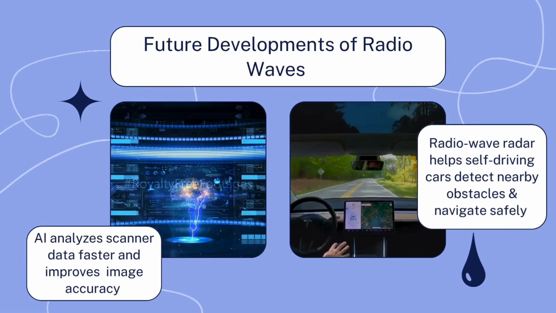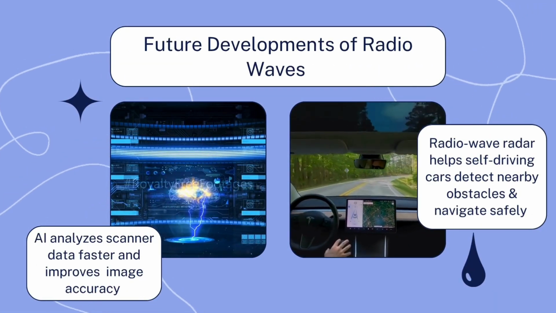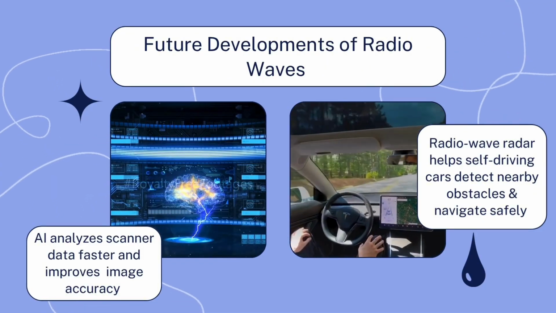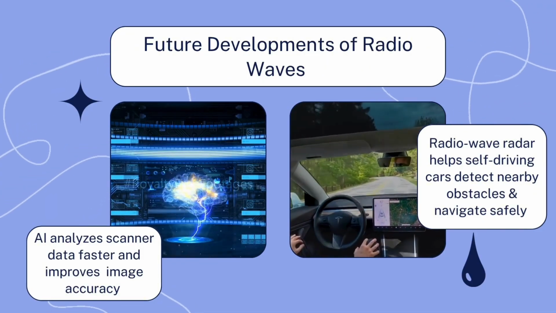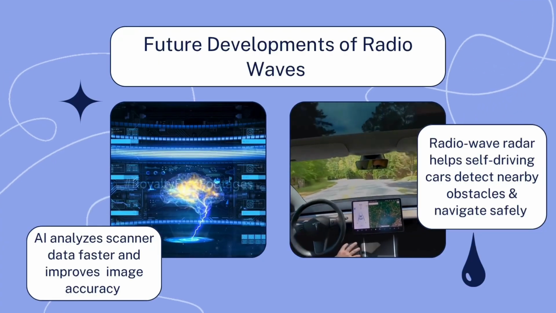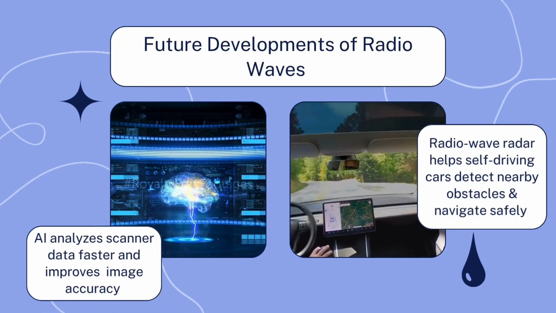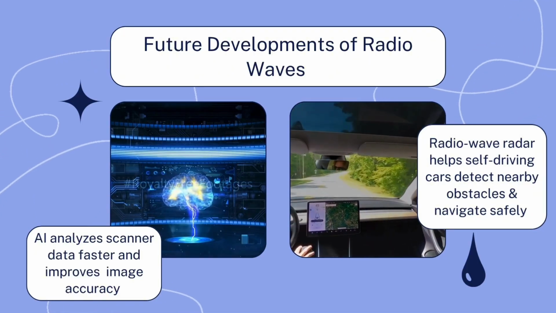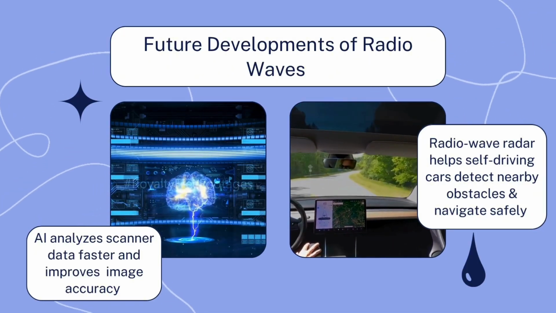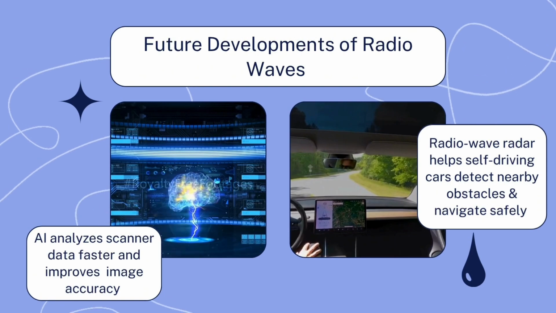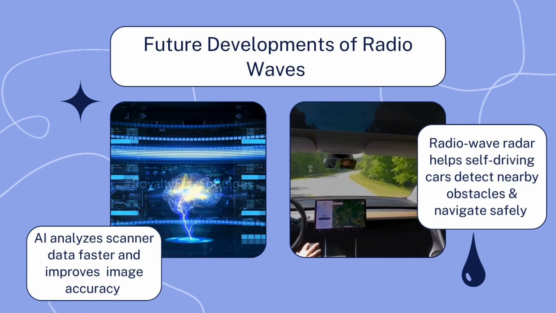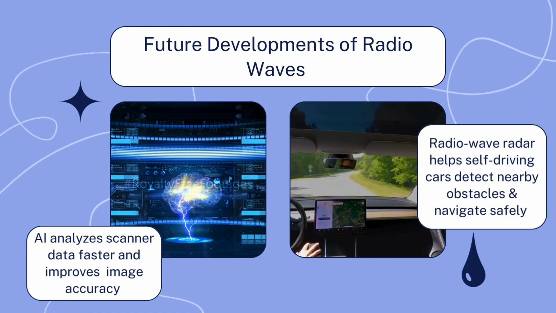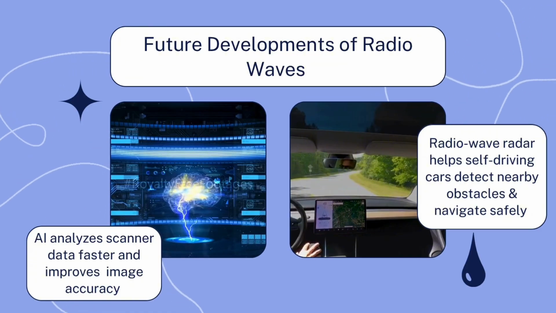One exciting development is the use of artificial intelligence, or AI, in imaging systems. AI can analyze scanner data much faster than humans and improve image accuracy, reducing false alarms while increasing security efficiency. Another important application is autonomous vehicle radar. Self-driving cars use radio wave radar systems to detect nearby vehicles, pedestrians, and obstacles. These systems help vehicles navigate safely in different weather and lighting conditions.